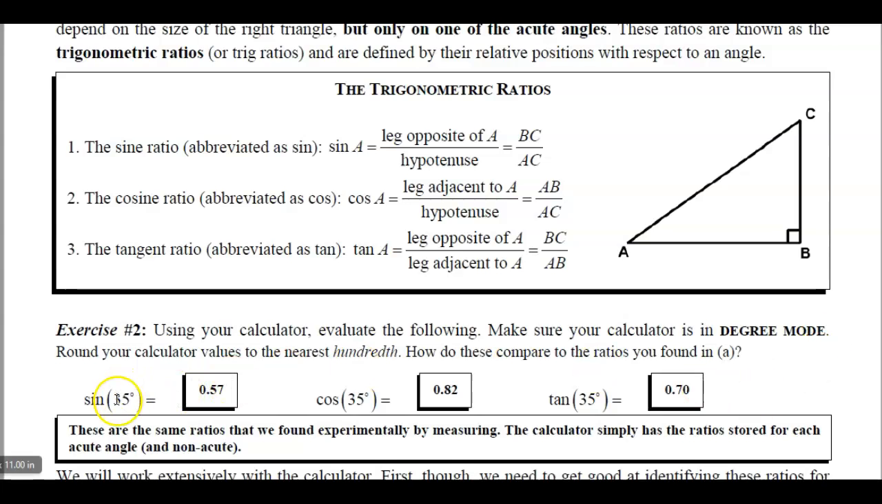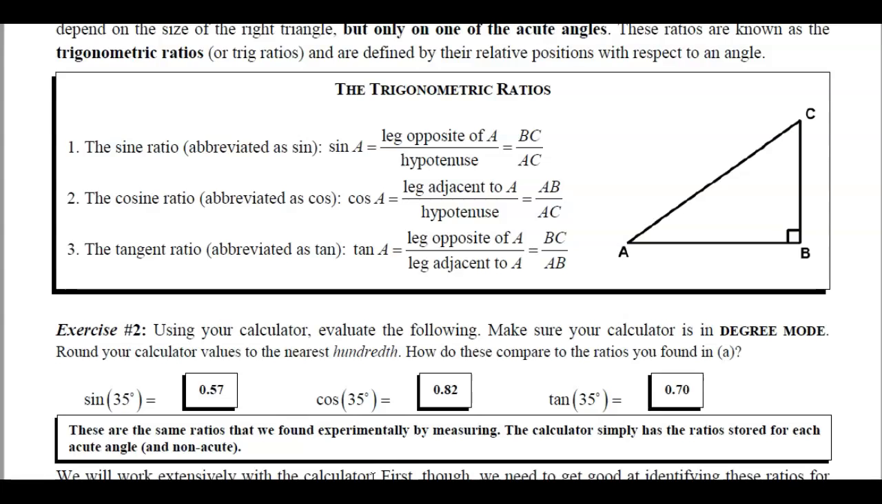All right, and so these 35-degree angles are coming out to about the same ratios we got by measuring and dividing in the experiment on the previous page. Now the calculator is storing those ratios so you don't have to measure. And it's doing so because you're going to want different angles besides 35 degrees. And there are tables that will tell you every single angle from 0 to 90 what those ratios come out to, but sometimes you don't even want whole number angles. You want angles in between whole numbers, decimal angles.